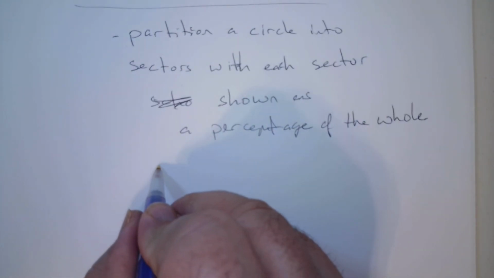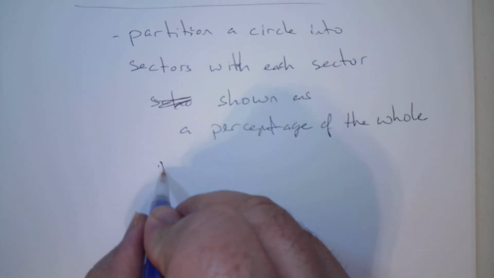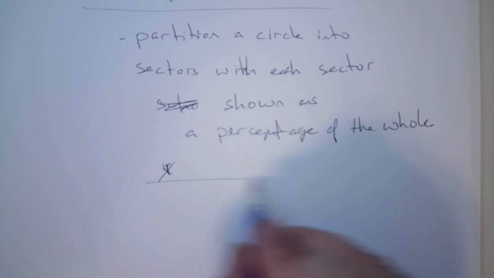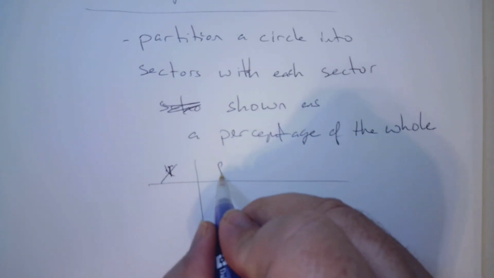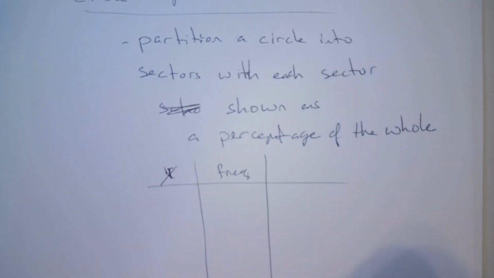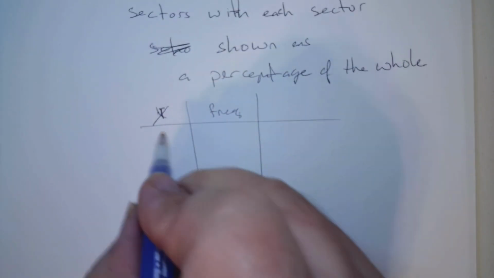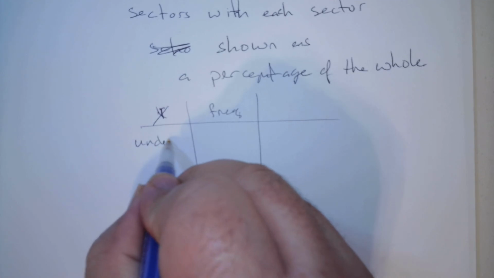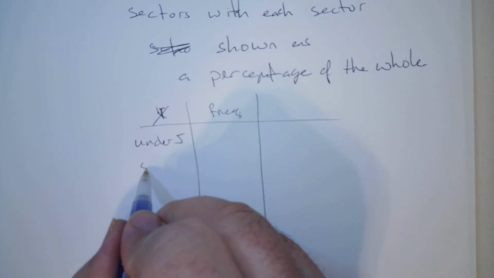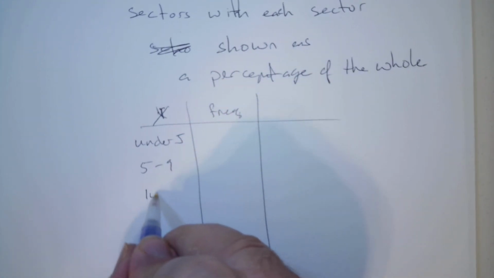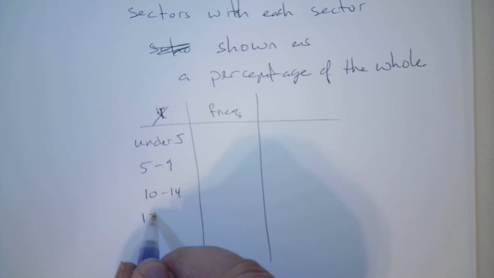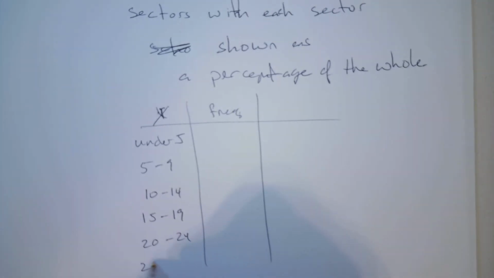So you have your range, your x values. You have your frequency. Let's look at the data. Under 5, 5 to 9, 10 to 14, 15 to 19, 20 to 24, 25 to 64, and over 65.